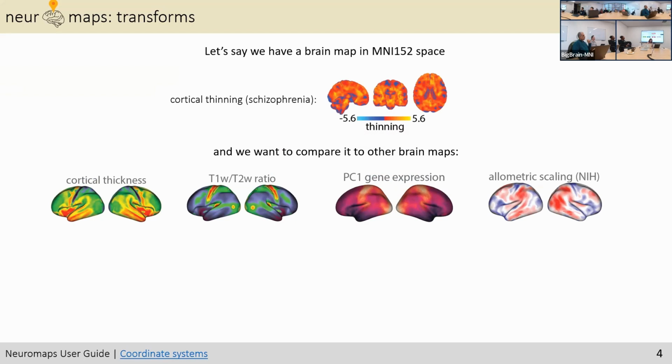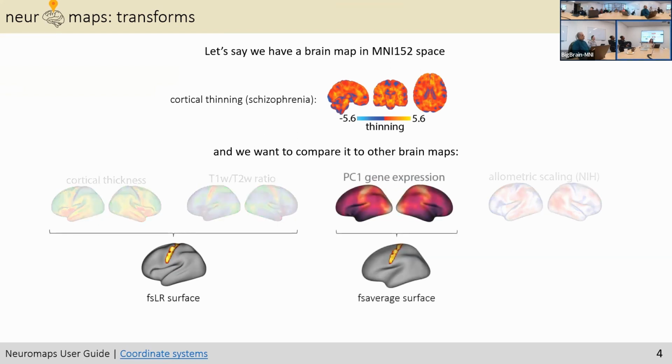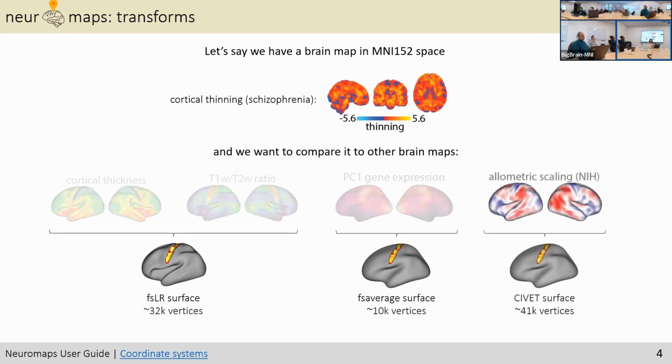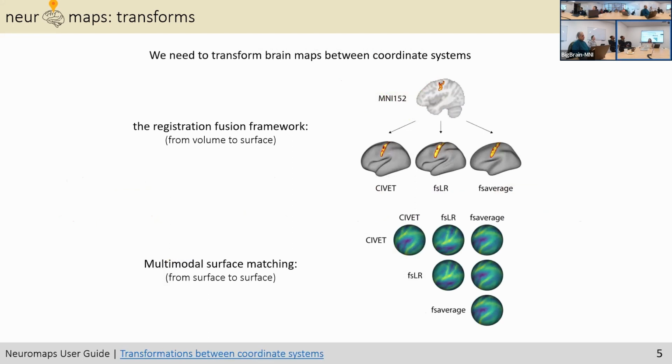This seems like an easy task. Conceptually, you might think it's easy, but then when you try to use this data, you realize that the cortical thickness and T1, T2 ratio, if you take it from the HCP, is going to be an FSLR surface. PC1 gene expression, it's very likely going to be an FS average if you project it to the surface because you've used FreeSurfer, for example, and some other research is done using the CIVET atlas, which is different from the other ones. So now what we want to do is transform these different brain maps to one single coordinate system. So what we provide is tools to do just that.